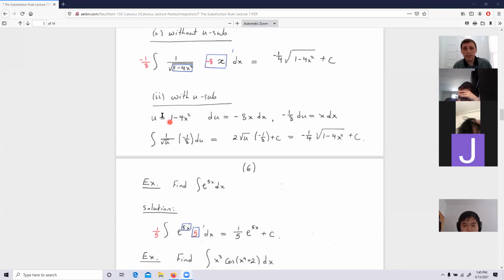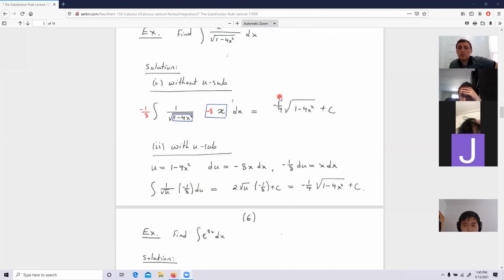We have here the same idea, but expressed using U-Substitution. So U, the inner function, I recognize to be 1 minus 4x squared, this thing that I put in the box here. Then du is minus 8x dx. And therefore, x dx, the thing that I have in the original expression, is simply minus 1 over 8 du. And so what do I get? I get 1 over root u times minus 1 over 8 du, which simply becomes 2 root u times minus 1 over 8, which is minus 1/4, 1 minus 4x squared under square root.